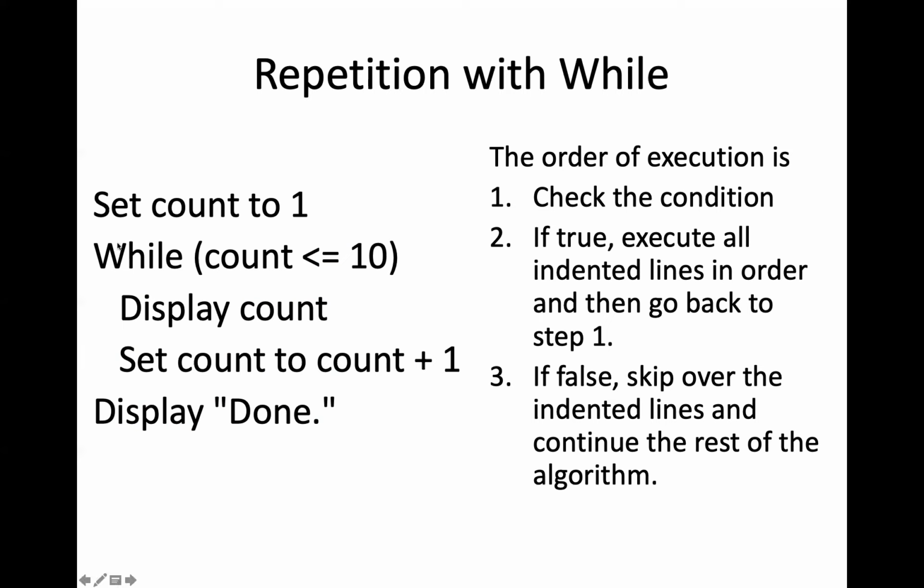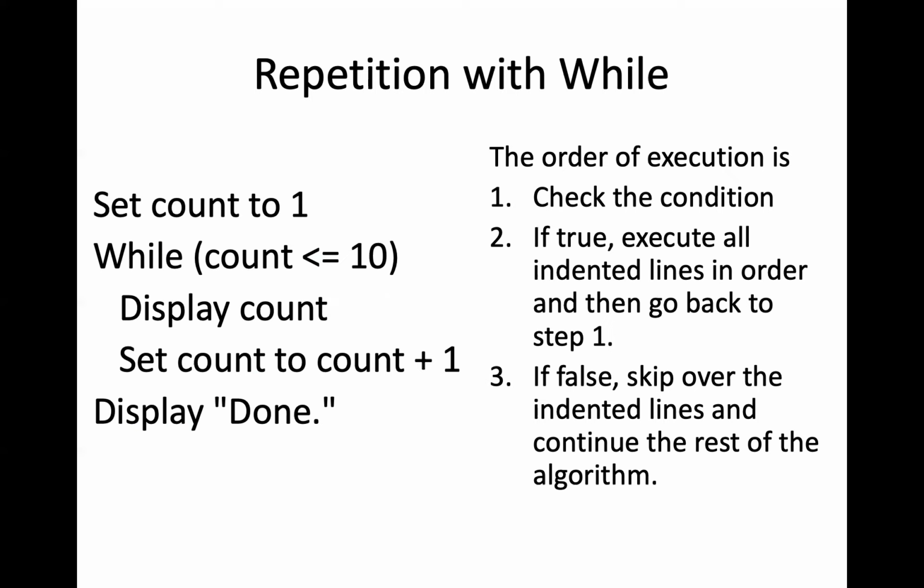So count is 1, and now we are going to execute the while loop. So we evaluate the conditional expression, count less than or equal to 10. Since the variable count holds the value 1, we get 1 is less than or equal to 10. And from math, we know that that's true. So the expression is true. And since the while loop's controlling expression is true, we execute the action. So we display count, so we would display 1. And then we're going to set the value of count to count plus 1. So this basically just increments the value of count to the next higher integer. So now count becomes 2.